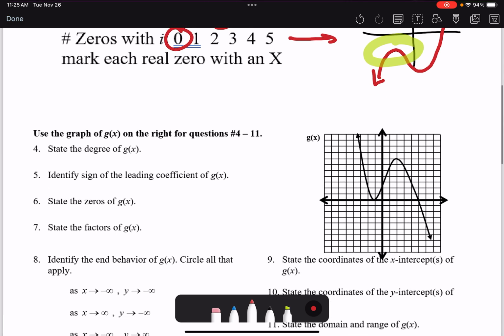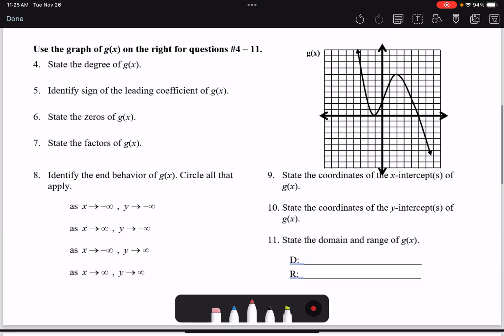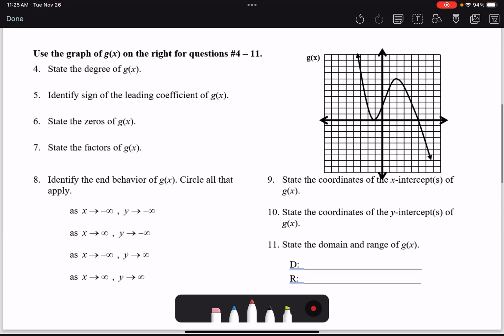Next question, we're going to do all of these with this graph. First thing I'm going to state is the degree. So again, this looks like a cubic. This would be a negative x cubed. So I know my leading coefficient has to be negative because it's reversed. This is y is equal to negative x cubed. And again, I can tell by my end behavior. This is a degree of 3 because it is a cubic.